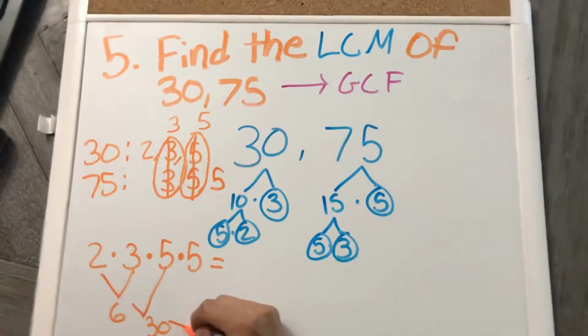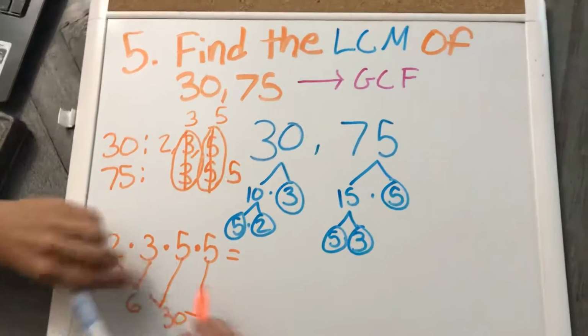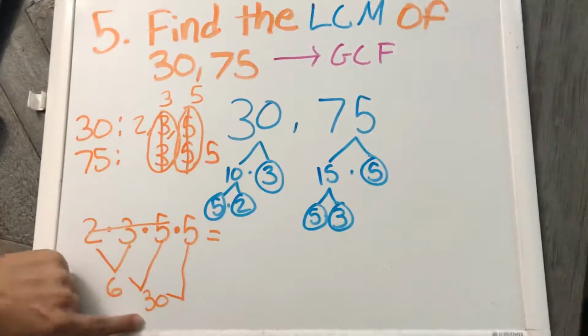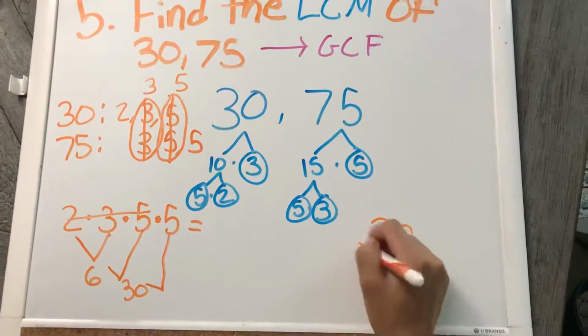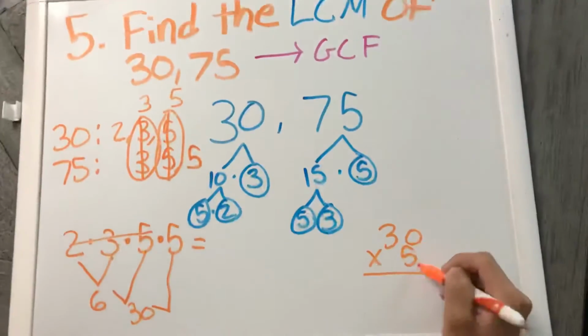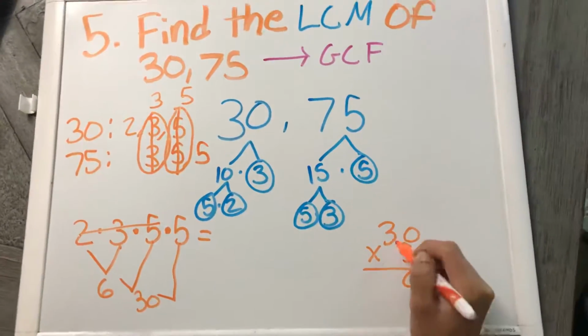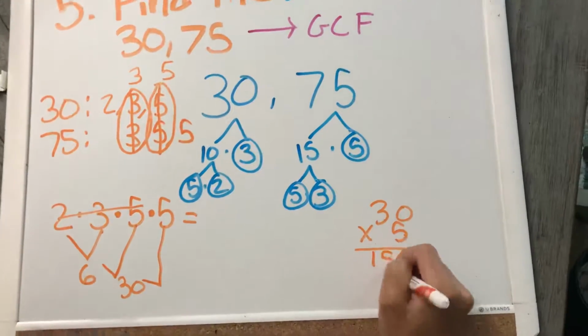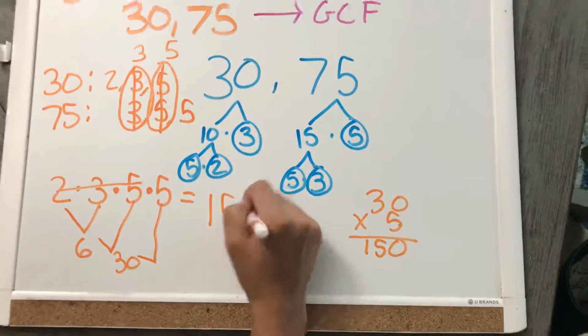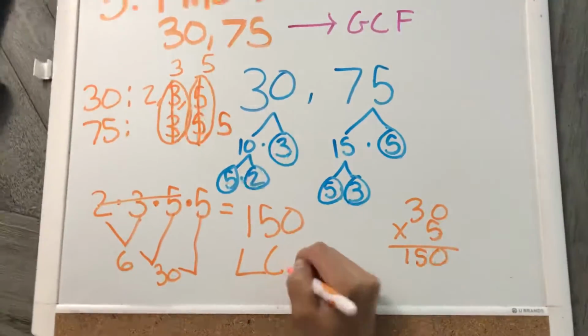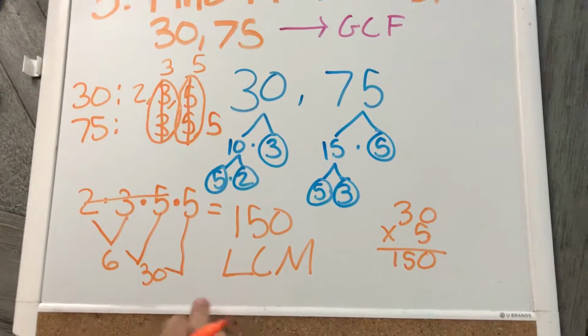Okay, now 30, since we're there at 30, times 5. Let's figure that out. 30 times 5. 5 times 0 is 0. 5 times 3 is 15. Okay, so our least common multiple is 150.